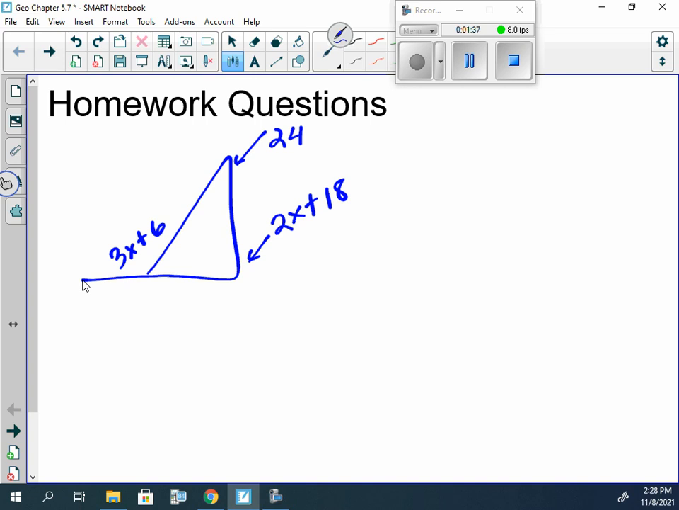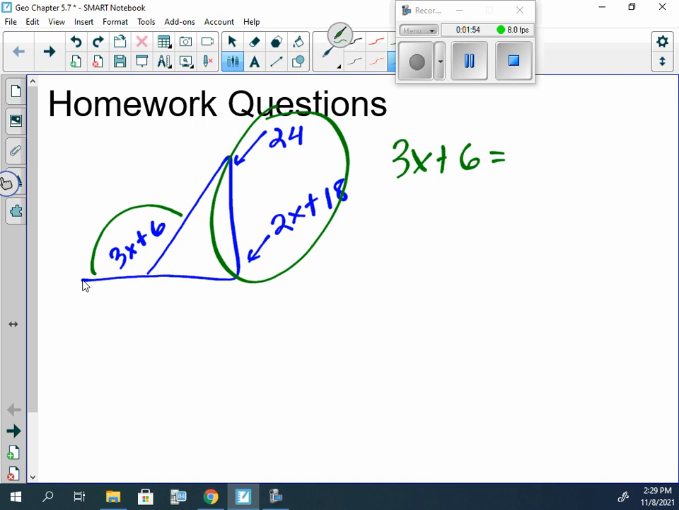Now this problem here is based off the exterior angle theorem. The exterior angle theorem states that the exterior angle, which would be this here, 3x plus 6, is equal to the sum of the opposite two interior angles. So the opposite two interior angles, one of them is 24, and the other one is 2x plus 18. So the exterior angle is going to be equal to the sum of the opposite two interior angles. Now we just need to solve for x.